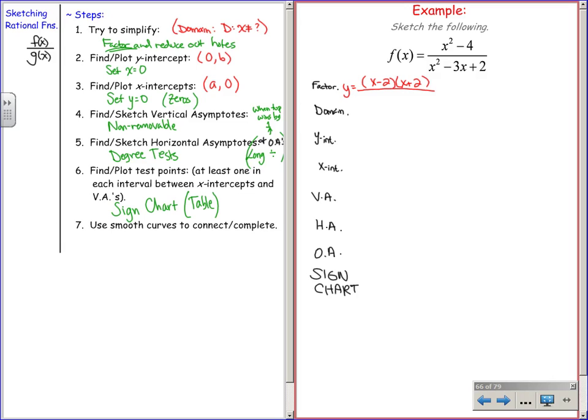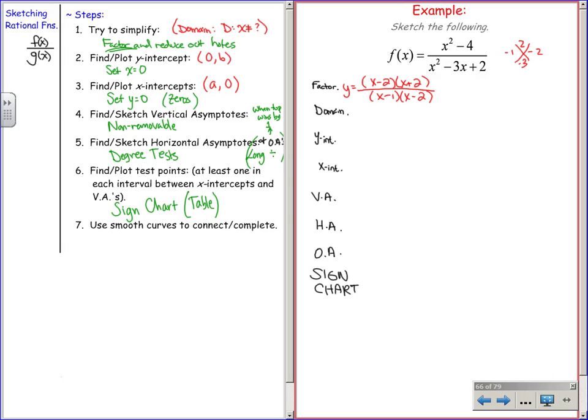Factoring the denominator. Jason, what are the factors of the denominator? Yeah, that makes sense, right? So then x minus 1, x minus 2.